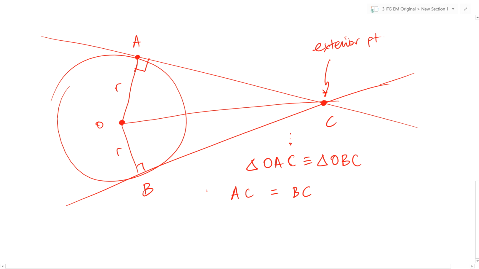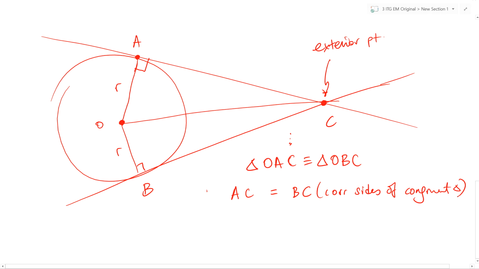If the two triangles are congruent, what about the sides? Corresponding sides must be the same. So here we say that AC is equal to BC. Reason: corresponding sides of congruent triangles. Okay? Besides, AC and BC are the same.